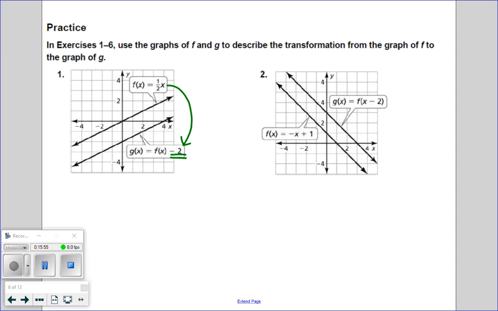Well, with the vertical, what you see is what you get. So if I see -2, that's just telling me that the whole graph is moving down 2 units. That's it, right? And so really, it didn't matter what f of x was or what the graph looked like. If I see f of x - 2, I just know that's going to move it down 2 units. That's really all I needed. Okay, so I can say here that this is a vertical translation 2 units down.